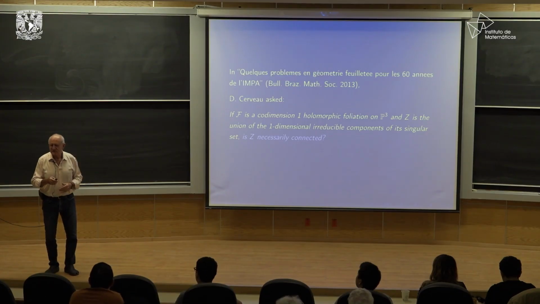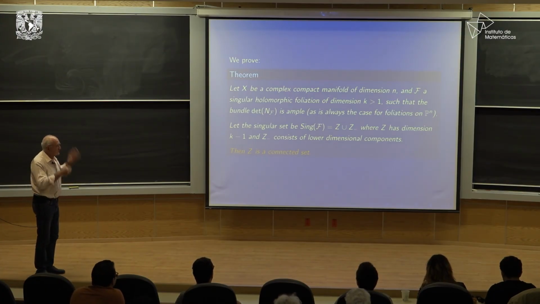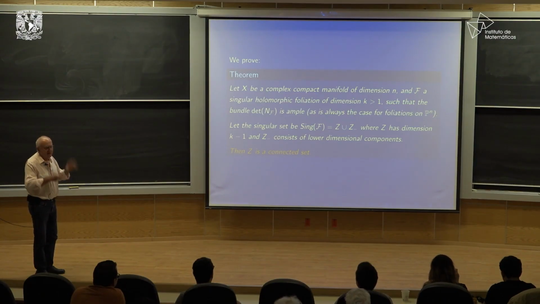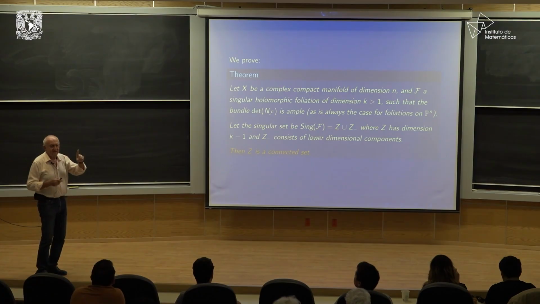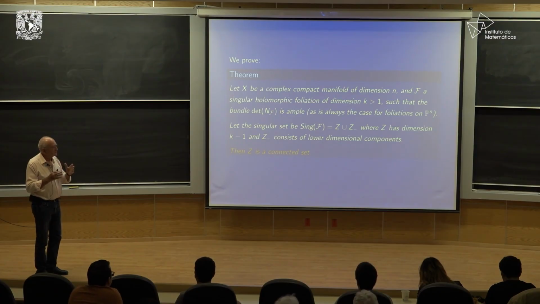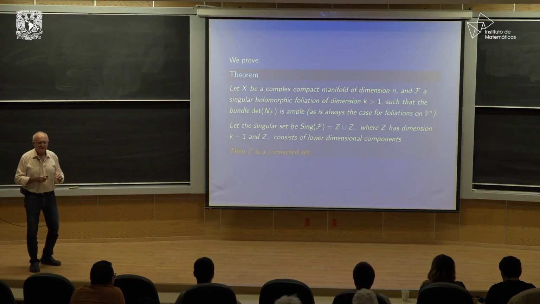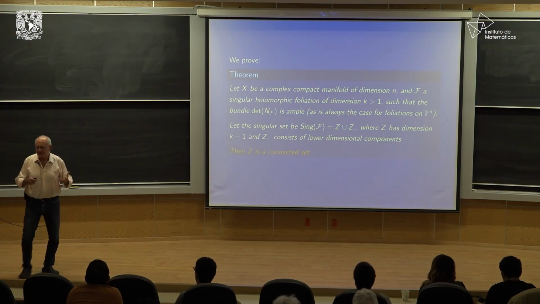However, we'll prove that it is true. In fact, we'll prove something more general. We prove the following theorem. Suppose you have a compact complex manifold of any dimension and a singular holomorphic foliation of dimension k, less than n and more than 1. For vector fields, for one-dimensional, it is false. Then look at the determinant bundle of the foliation and assume it is ample, which is always the case if you consider a foliation in Pn. Look at the singular set, assume it has some components of dimension k minus 1 and possibly something of lower dimension. Look at the k minus 1 dimensional set, and then that's a connected set. That's the theorem. So the previous question is an especially interesting case.